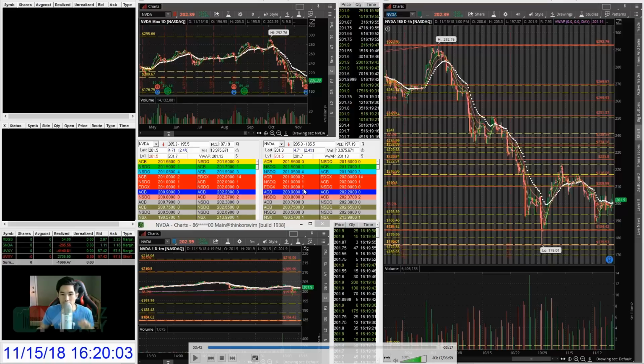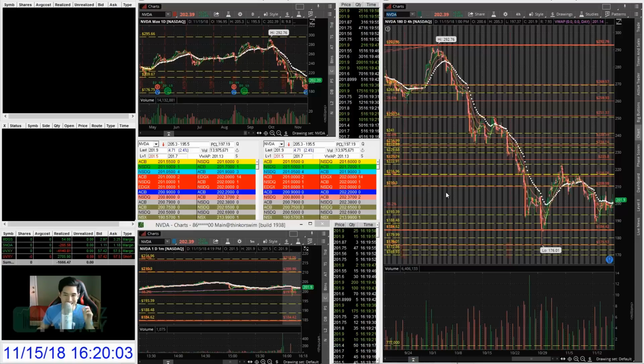So what I'm looking at is the level 2, to see if the bids fall off for the short trade, or if the ask starts thinning out for the long trade. So I basically have hotkeys set up for the short, hotkeys for the long, and then I also have hotkeys to exit the long and hotkeys to exit the short.